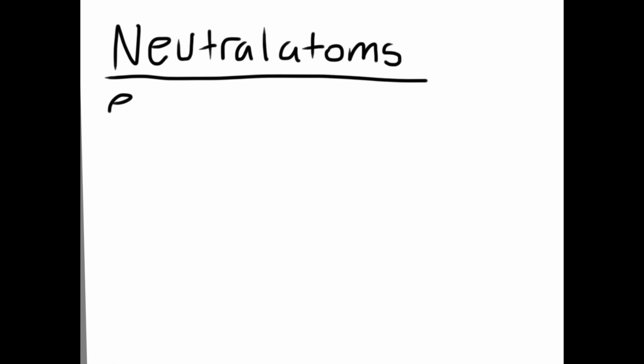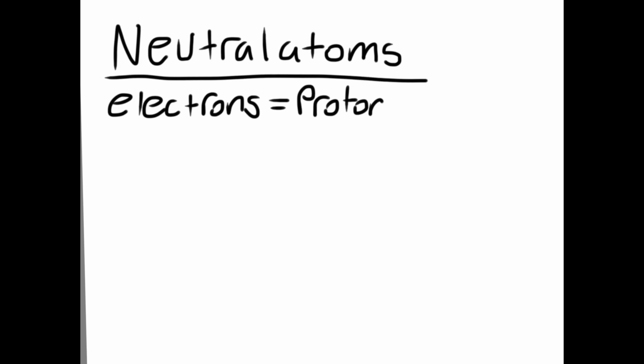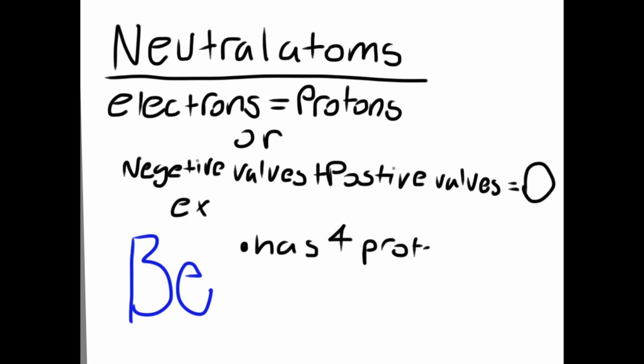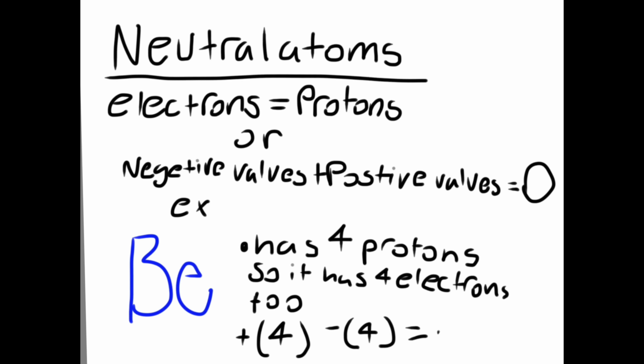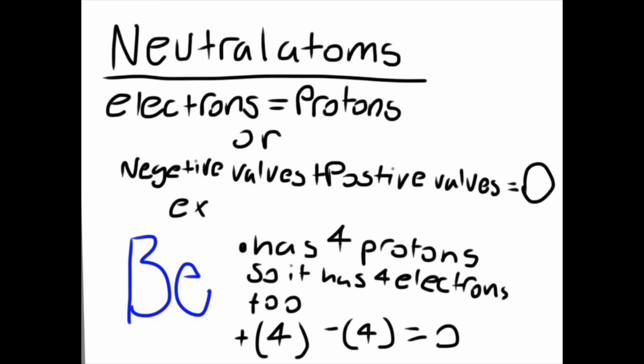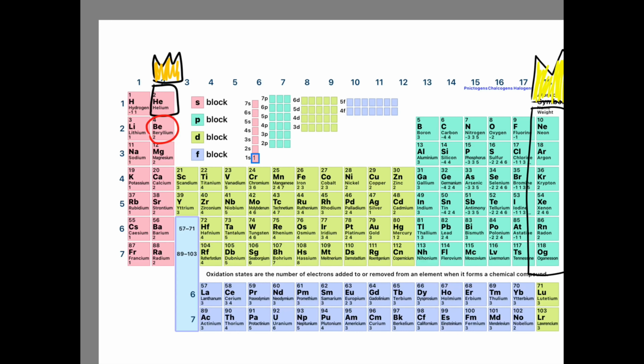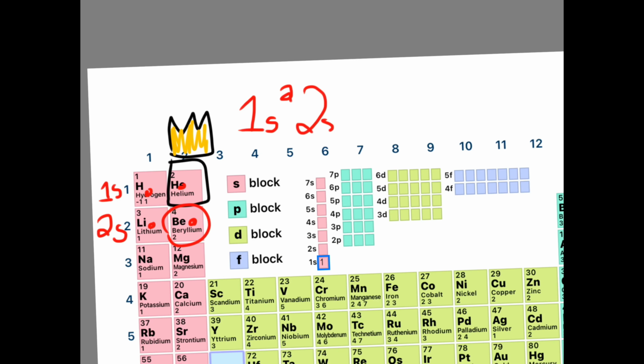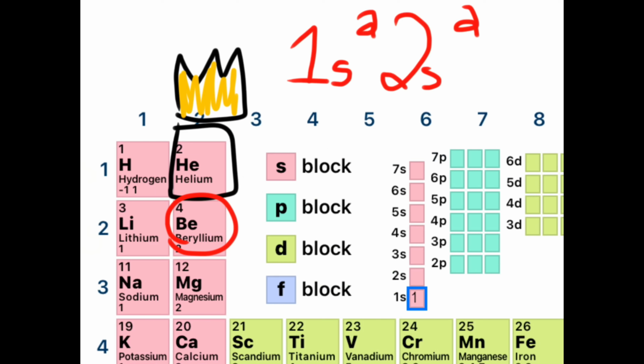Neutral atoms are atoms that have a charge that equals 0, meaning their negative values and their positive values equal 0. So for instance, beryllium has 4 protons, so that means to balance out 4 positives, you need 4 negatives, meaning that beryllium as a neutral atom has 4 electrons. Now just because we can tell you how many electrons are present in a neutral atom doesn't mean that we can explain how it can be written into simpler forms, like using the electron configuration method.